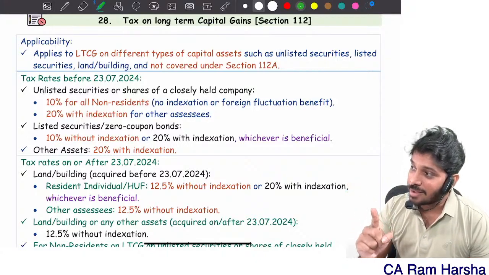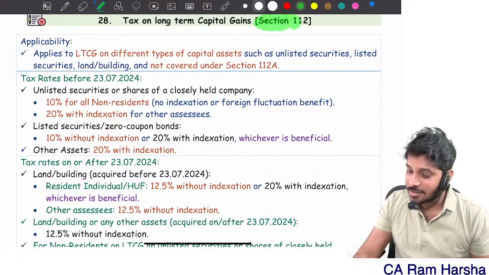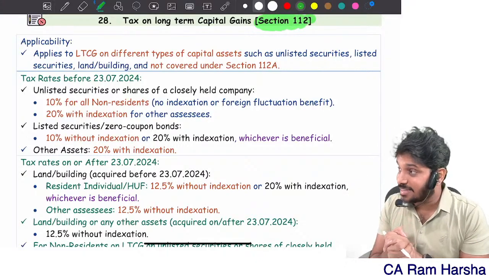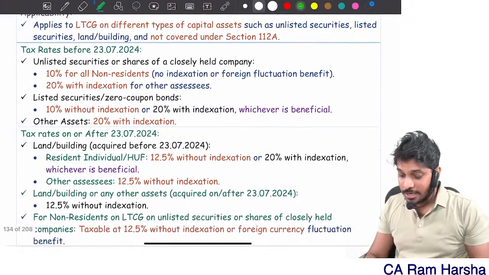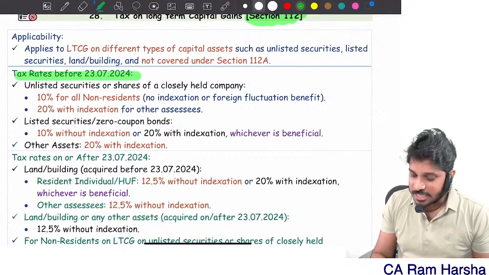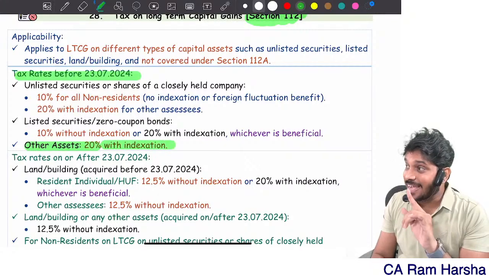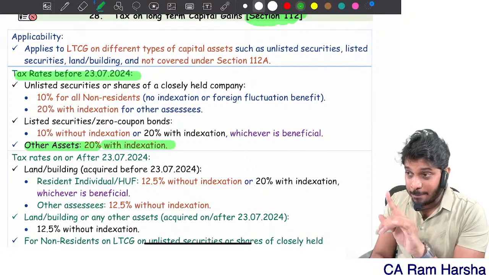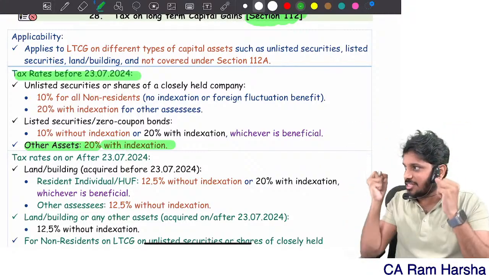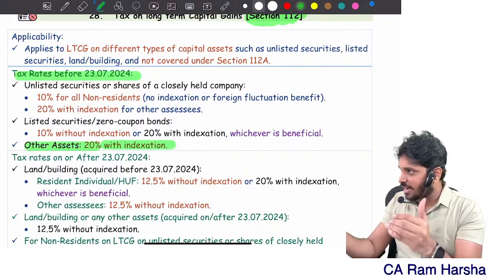What if it is a long term capital gain? Then that gain comes under 112. Sir, I sold it before the amendment. Straight away the tax rate is what? 20% on capital gain computed after reducing indexed cost of acquisition. After reducing indexed cost of acquisition, I will get the capital gain.